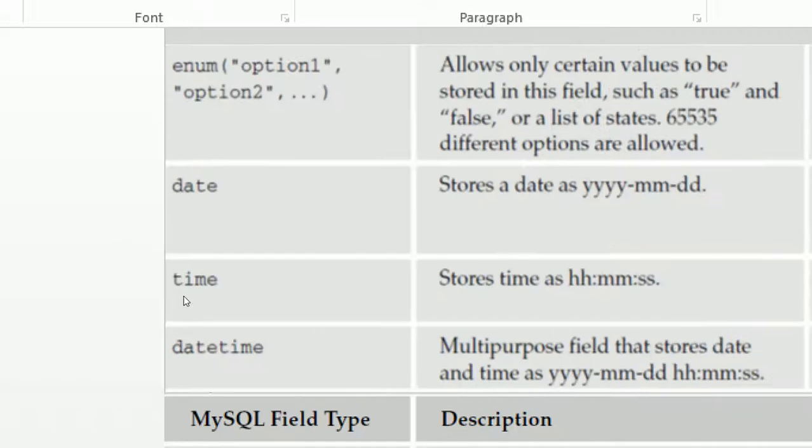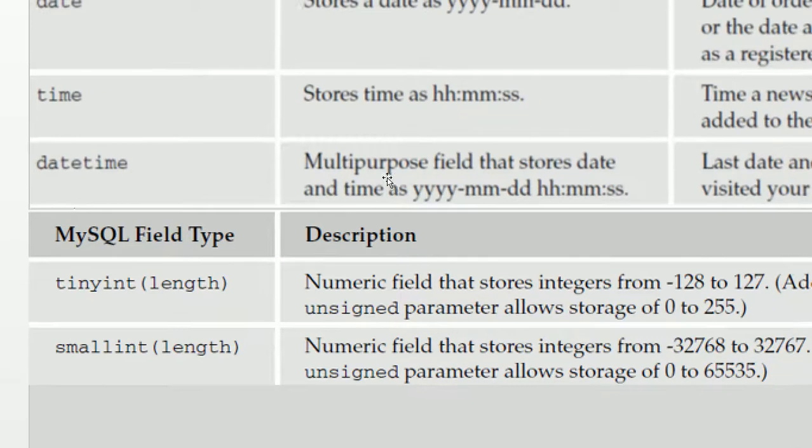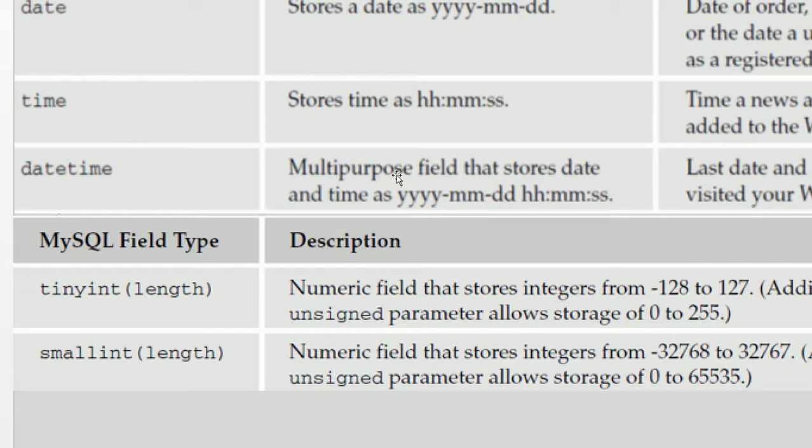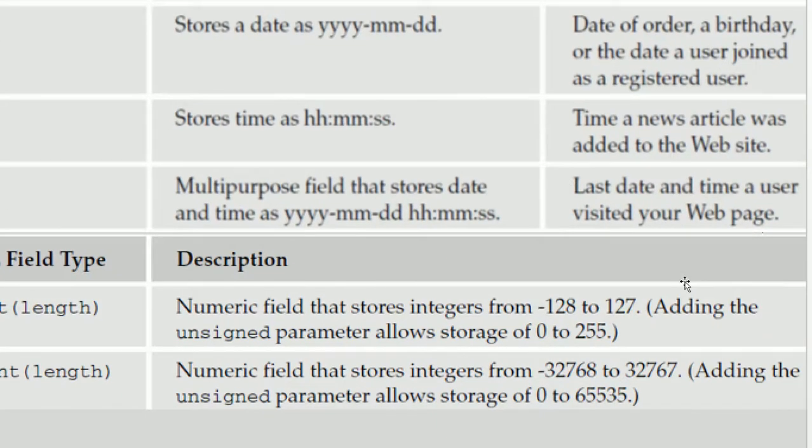So now MySQL field types. You can also use tinyInt. tinyInt is one more data type. What is this? This can store integers from -128 to 127. Clear? And if you add unsigned to tinyInt, what will happen? In that case you cannot save a negative value. You will only be able to save from 0 to 255.